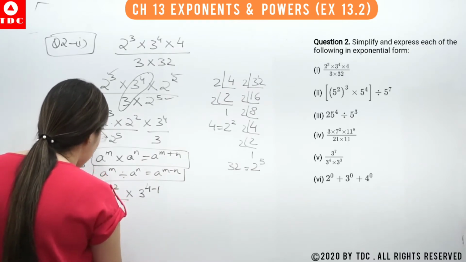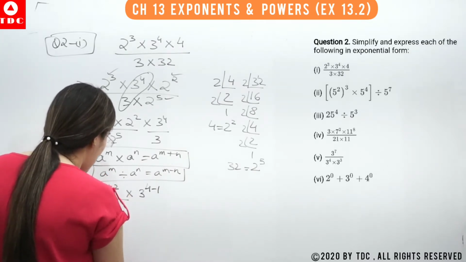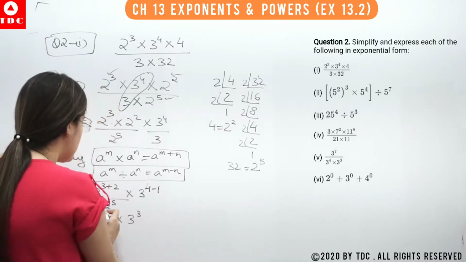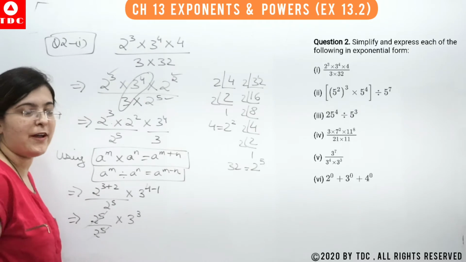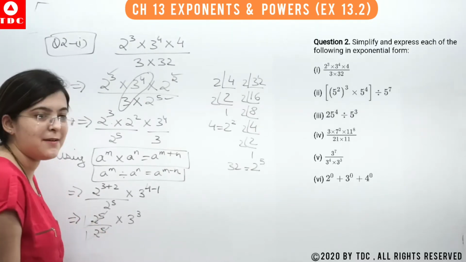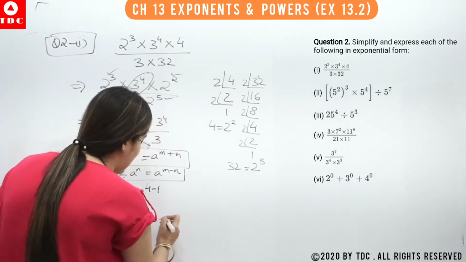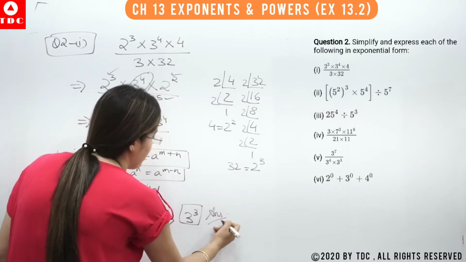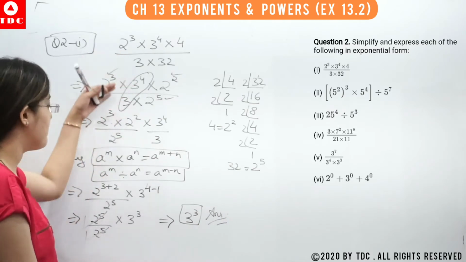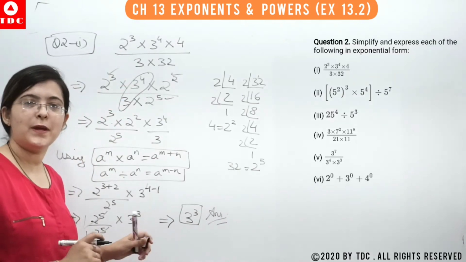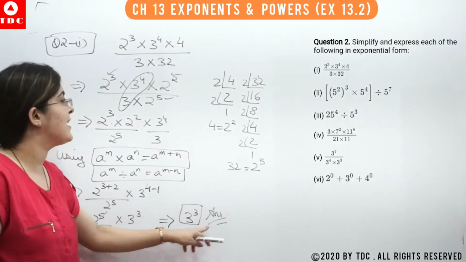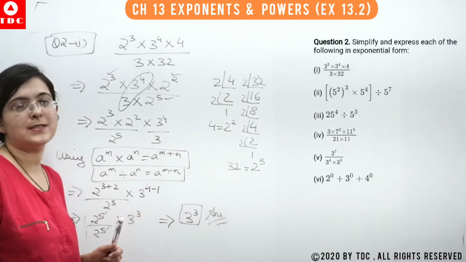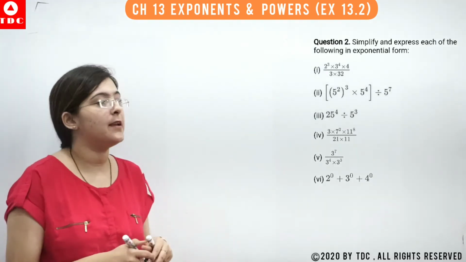So what we will get here, 2 to the power 5 upon 2 to the power 5 into 3 to the power 3. So 2 to the power 5, 2 to the power 5 got cancelled, ones up. So what will be our final answer? That is 3 to the power 3. Okay, we have simplified it. See how we have done it, and the final answer is also coming in the exponential form. This was your first part. See the second part now.